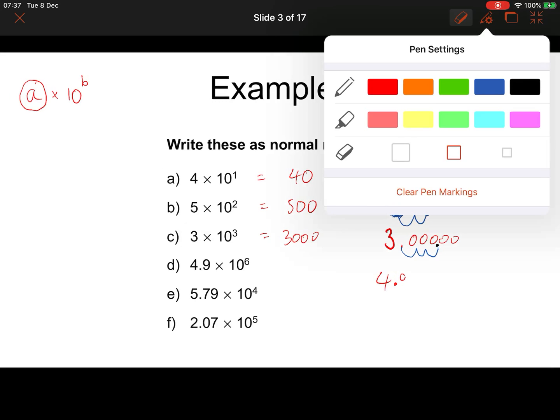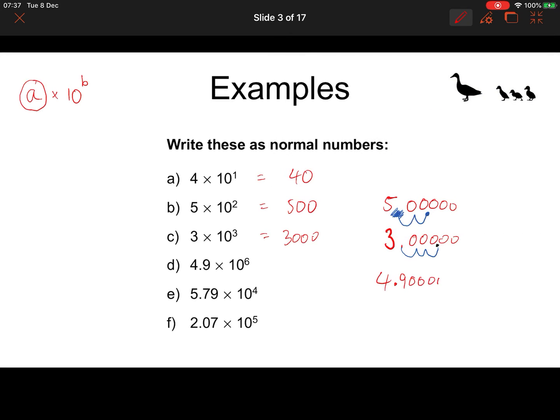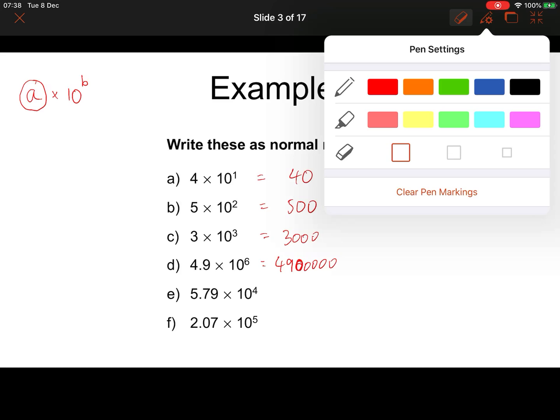Right, what about this 4.9 times 10 to the 6? So write in 4.9 and then a few zeros just to get you going. You're going to have to move 6 and just make sure you've got enough. So now we're going to count 1, 2, 3, 4, 5, 6. So that is where my decimal point needs to go. So my answer is going to be 4, 9 and then 1, 2, 3, 4, 5 zeros. And if you know how to say that number, it's 4,900,000.